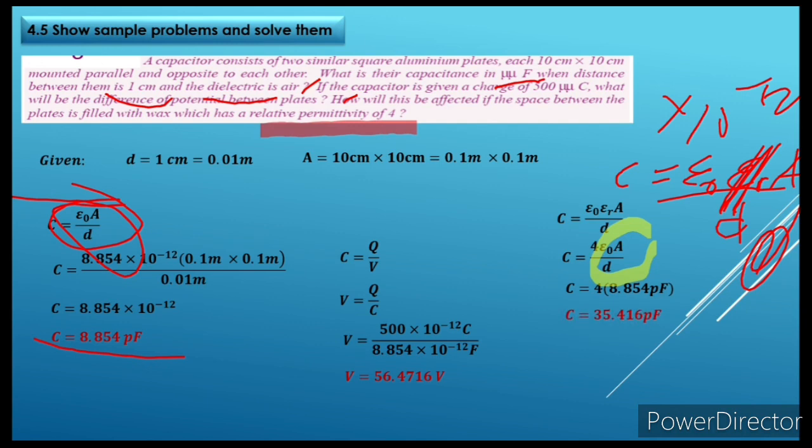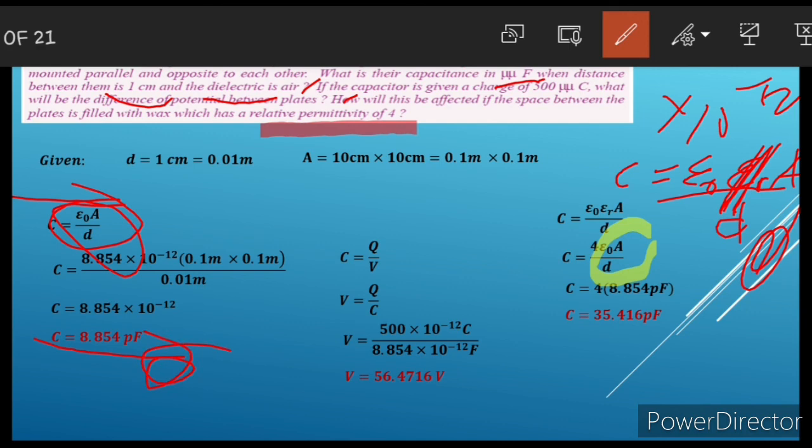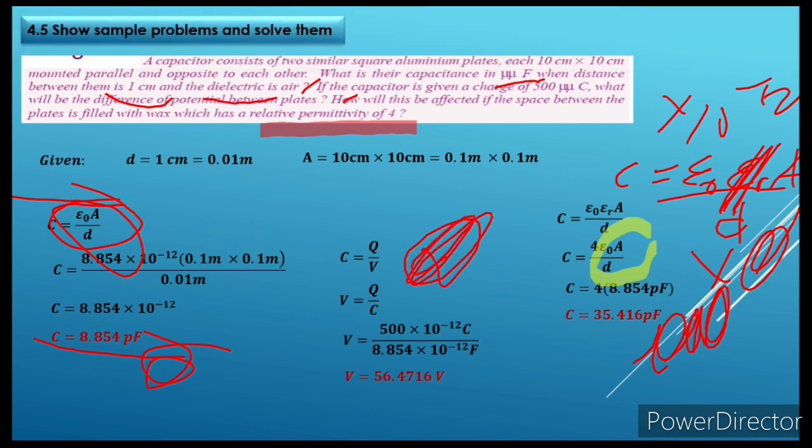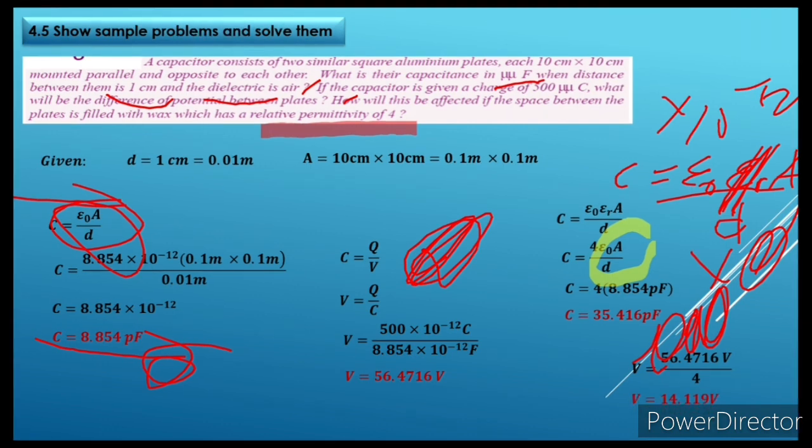So our formula will become C is equal to 4 times 8.854 picofarad, and our capacitance that is filled with wax is 35.416 picofarad. So it will somehow affect the voltage, because the capacitance here is 4 times greater than the capacitance of this one. So we will assume that the potential difference of this one is 4 times lesser than the potential difference of that one. To prove that, we will use the formula V is equal to 56.4716 volts divided by 4. And the voltage difference of the one that is filled with wax is 14.119 volts.